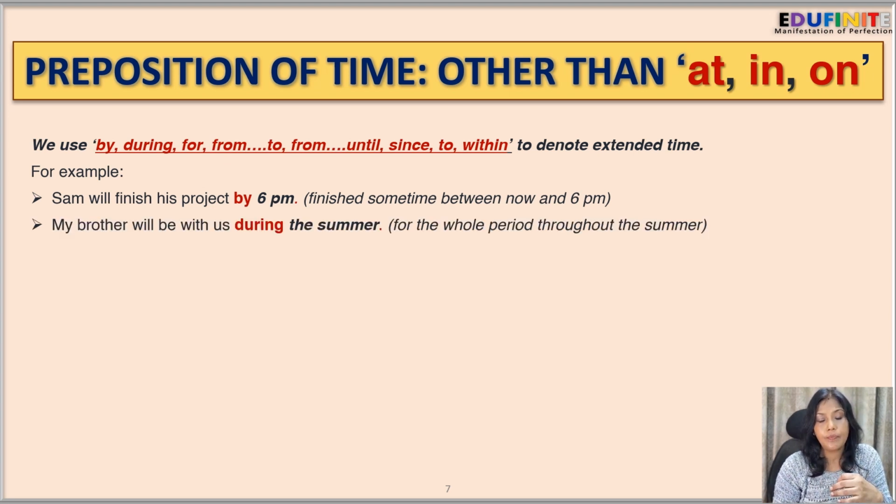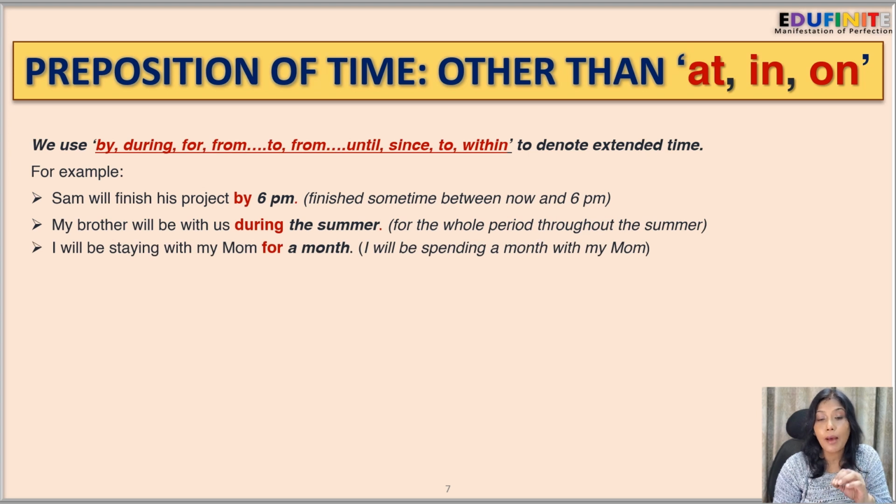My brother will be with us during the summer. So, for the whole period throughout the summer, my brother will be with us. I will be staying with my mom for a month. So, I'll be spending time with my mom for a month. That means 30 days. So, that period I'll be spending with my mom.